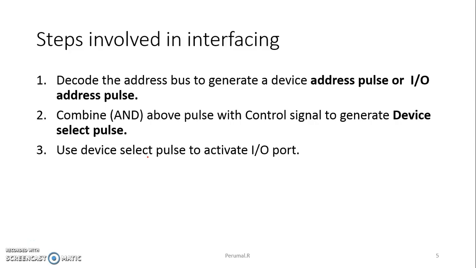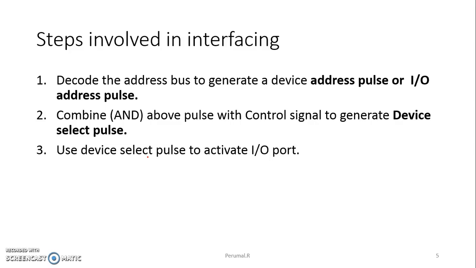Now we need to know the step-by-step procedure of how a microprocessor will be connecting to the I/O devices. The first step is you have to decode the address bus so that you can generate a device address pulse, or I/O address pulse. The device address pulse should be generated from the address bus which we have sent from the microprocessor.